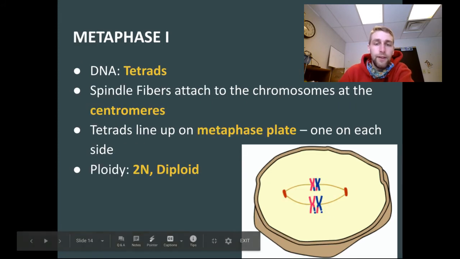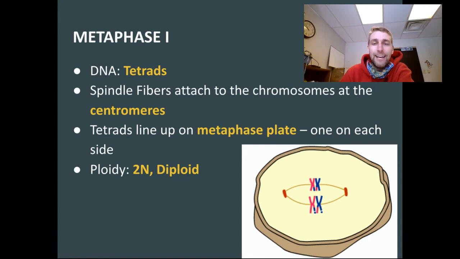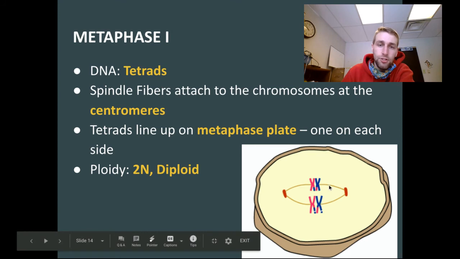Next comes metaphase 1. The DNA is in tetrads. Spindle fibers attach to the centromeres, and they line up at the metaphase plate. We still have two copies of each chromosome, which means the cell is diploid.